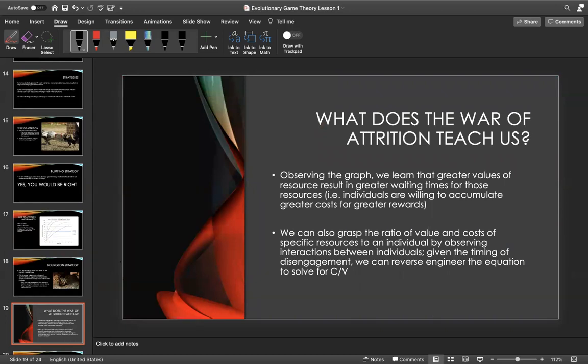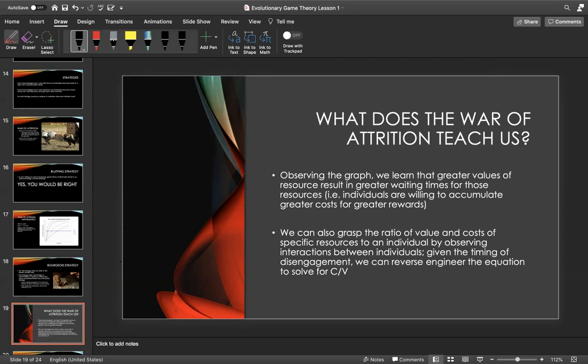We learned that greater values of resources result in greater waiting times, which makes sense. You're willing to accumulate greater costs for greater rewards. But the really interesting thing about the war of attrition is you can understand the ratio of value and cost of specific resources by observing their interactions. Think about it. If you wanted to understand how valuable a home was to a creature, that doesn't make sense. Like, how do you do that? How do you even quantify that?